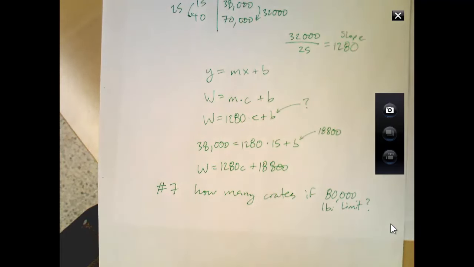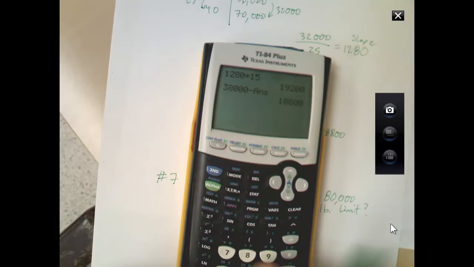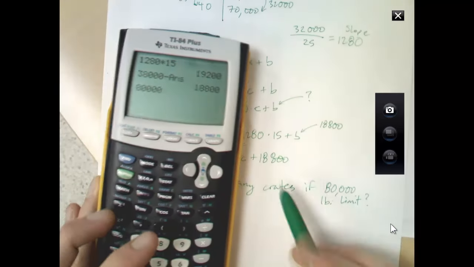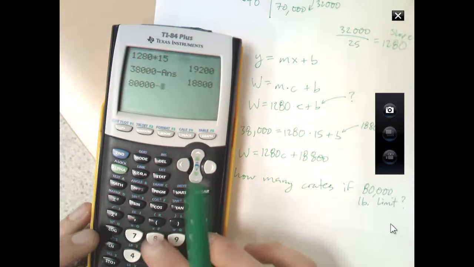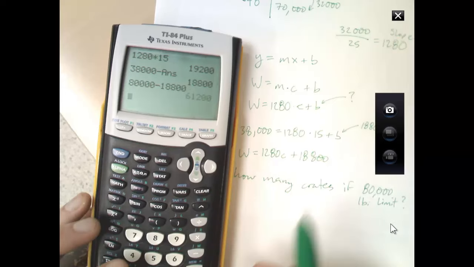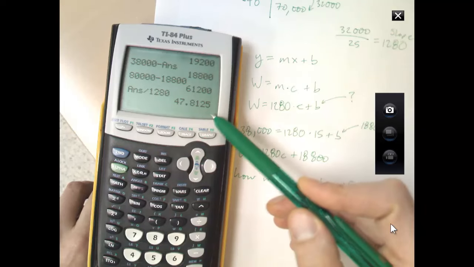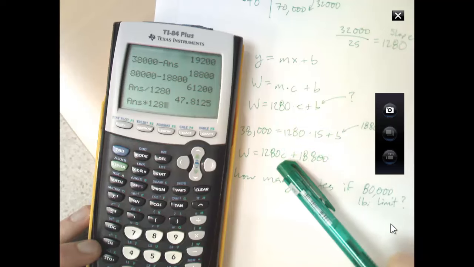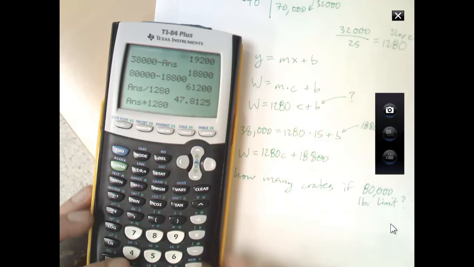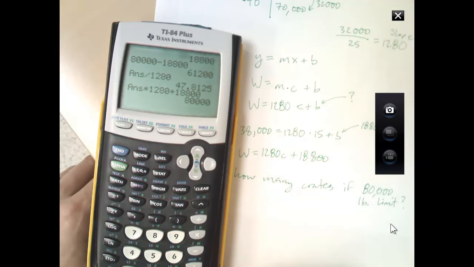So I think what I would do is, I mean, you could guess and check, but if you want to do it directly, you could say, I'll take 80,000, I'll subtract 18,800, and I'll divide that by 1280, right? So I have this many crates, and I can see that if I put it back in, multiply it by 1280 and add 18,800, I get back to 80,000 exactly.